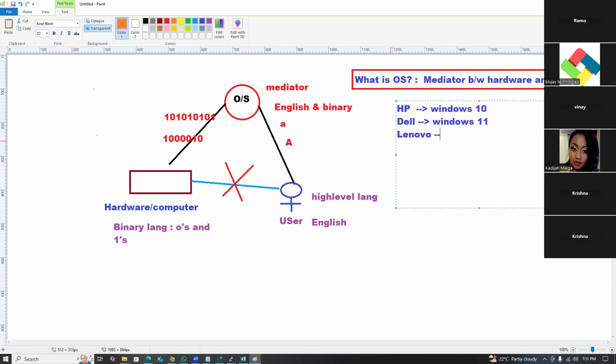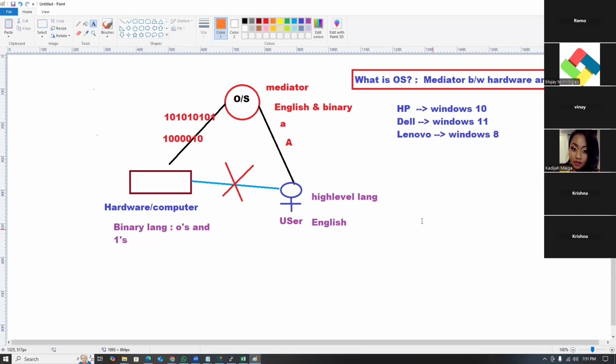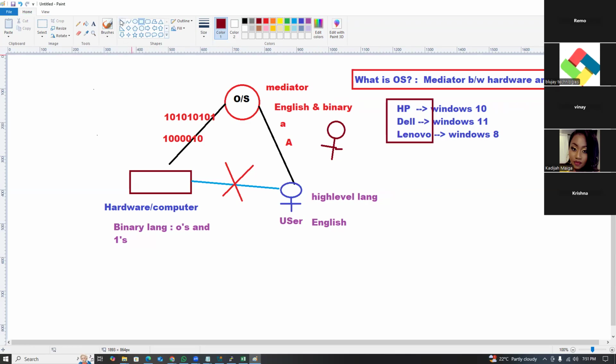So this is the hardware, and you installed something like Windows 8. You cannot directly contact the hardware, because hardware knows only binary language and you know only English. So if you want to contact this hardware, definitely we need an OS installed. Dell, HP, Lenovo. Okay. Superb, guys.